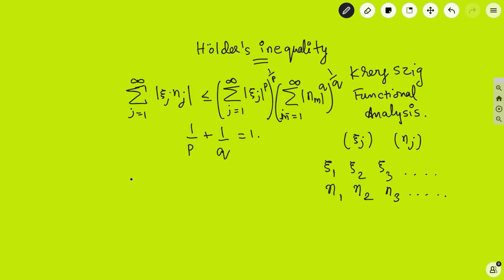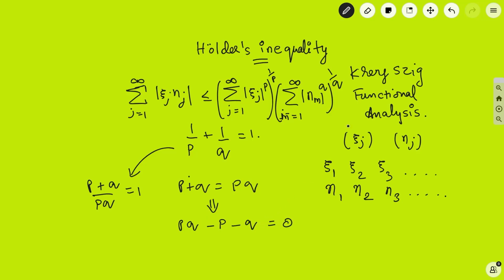Now, how do we prove this? We'll start with this. These are two numbers, 1 by p plus 1 by q is 1. So this is (p plus q) divided by pq is 1. Now if I take this to the other side, p plus q is pq. So this implies pq minus p minus q is 0. What I'm going to do is add 1 on both sides. You will see the point of adding 1.